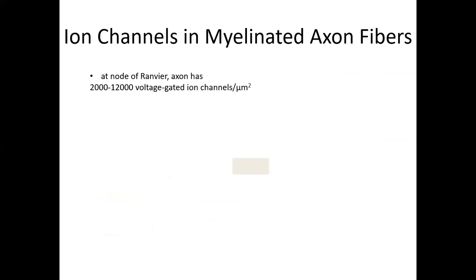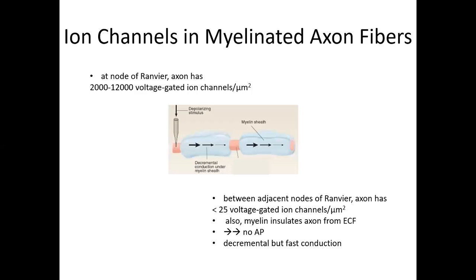So by contrast, myelinated fibers are different. If we look at their ion channels, at those nodes of Ranvier, there are thousands of those voltage-gated ion channels in a micrometer. Thousands of them. And between them, there's only about 25.